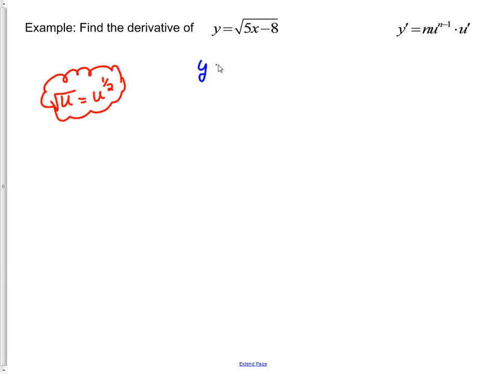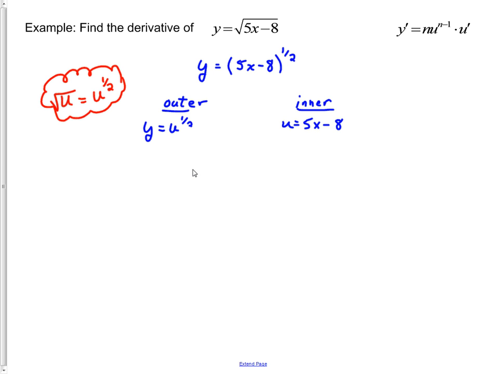We're going to rewrite this as y is equal to the quantity 5x minus 8 raised to the 1/2 power. Now we have to, again, identify our inner and outer functions. I'm going to put the outer function first this time. Remember to find your inner function always. Our inner function in this case appears to be the quantity 5x minus 8. I'm going to call that u. And my outer function appears to be y as u to the 1/2 power.